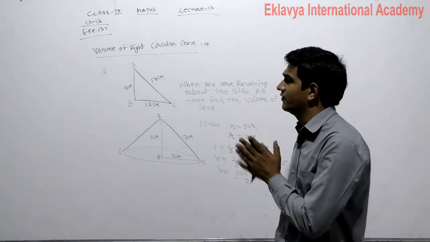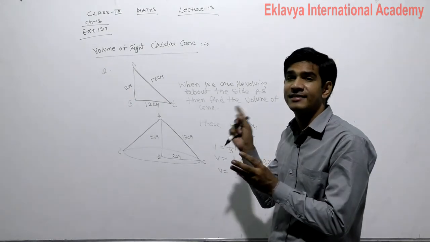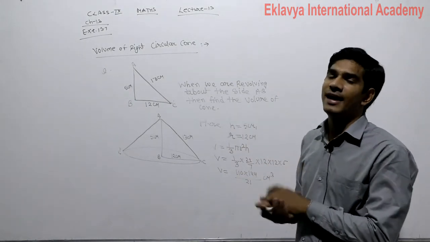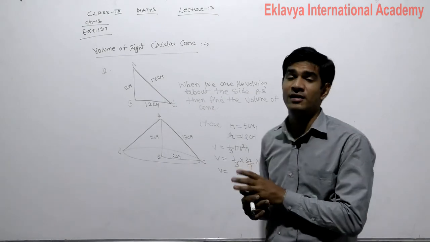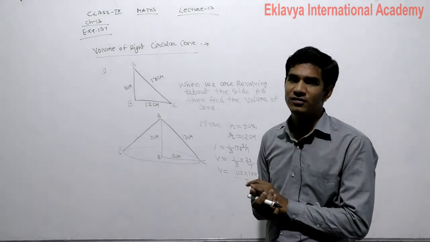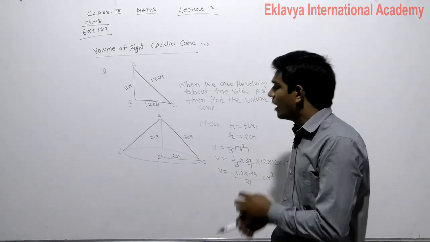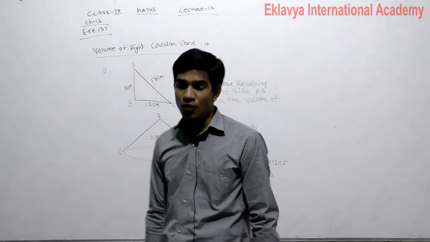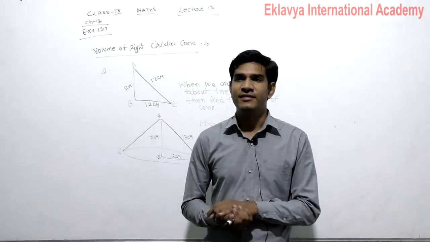So after watching this video, you all students, you have to complete exercise 13.7 with the examples. Some technical problems, the words are not clearly visible, sorry for that. Okay, in the next lecture we will discuss how we will find out the volume of the sphere and the hemisphere. Thank you.